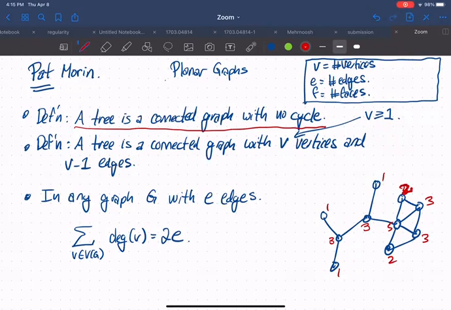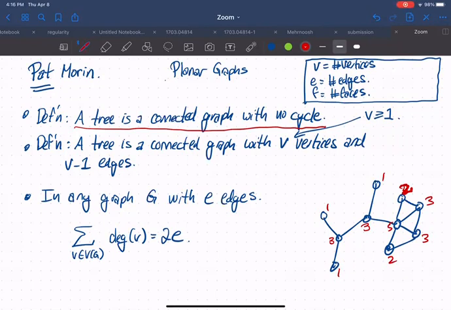If you add up all the degrees, you get twice the number of edges. And why is that? Well, that's because each edge has 2 endpoints. And so each edge contributes once to the degree of one of its endpoints, and it contributes again to the degree of its other endpoint. So really, when you sum up the degrees, you're just counting the edges twice.